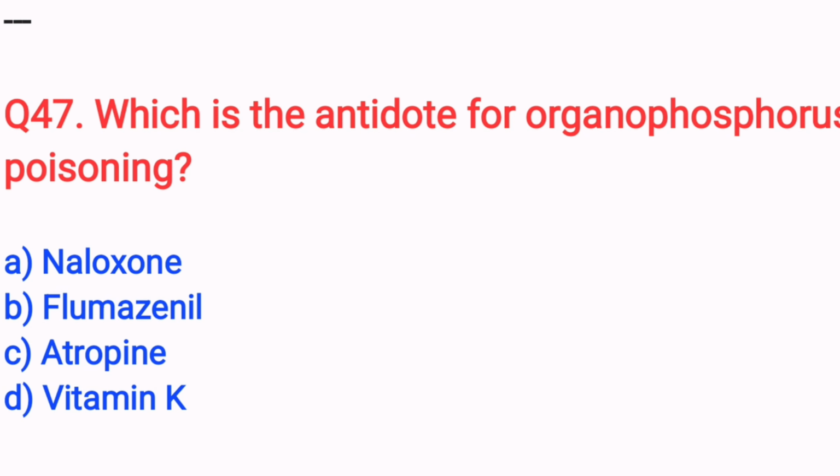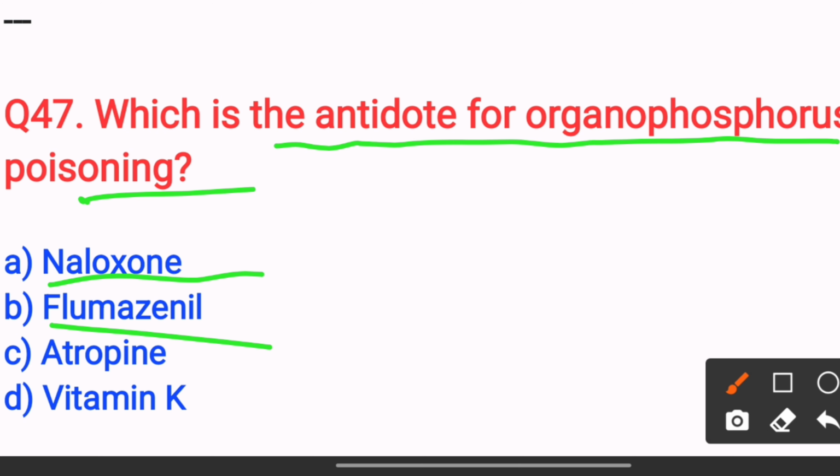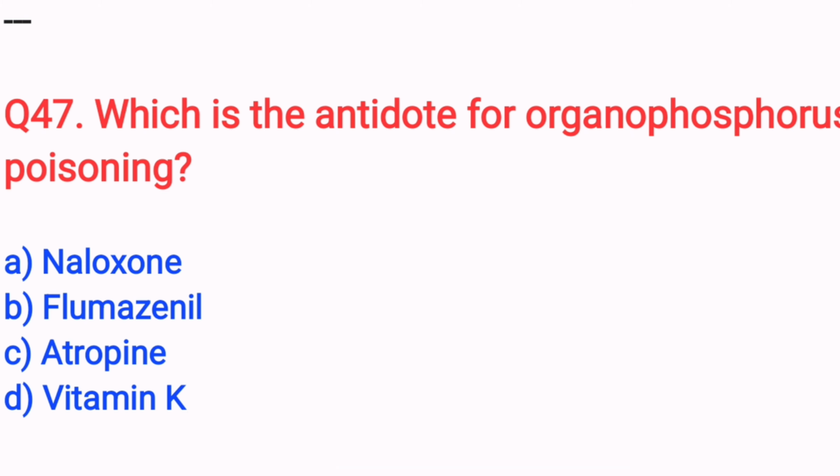Next, what is the antidote for organophosphorus poisoning? Option A, naloxone. Option B, flumazenil. Option C, atropine. Option D, vitamin K. The answer is option C, atropine.